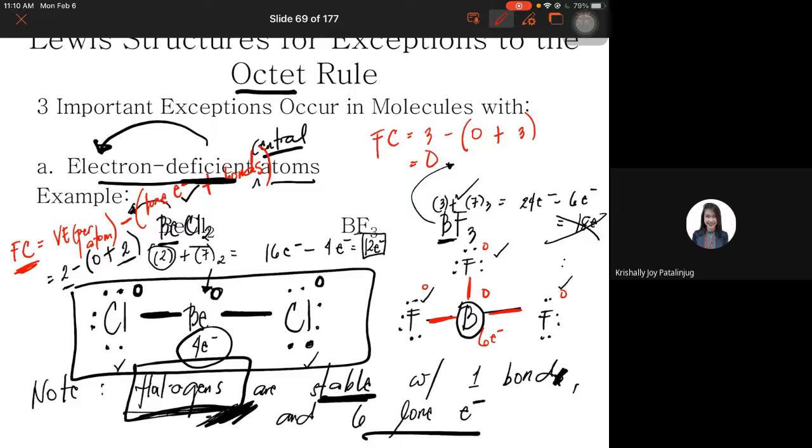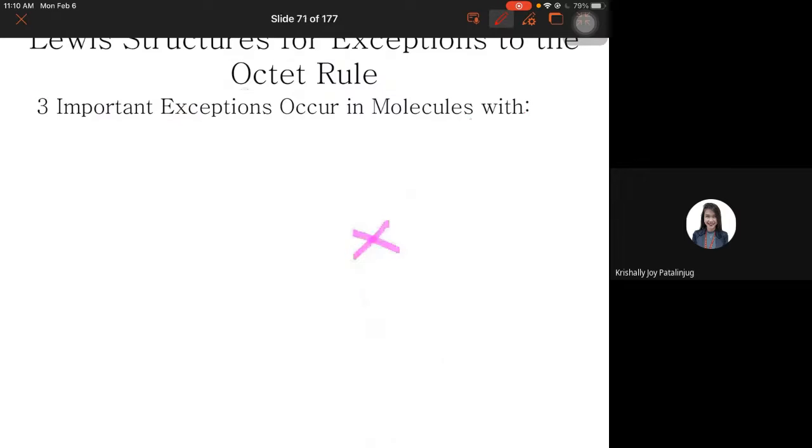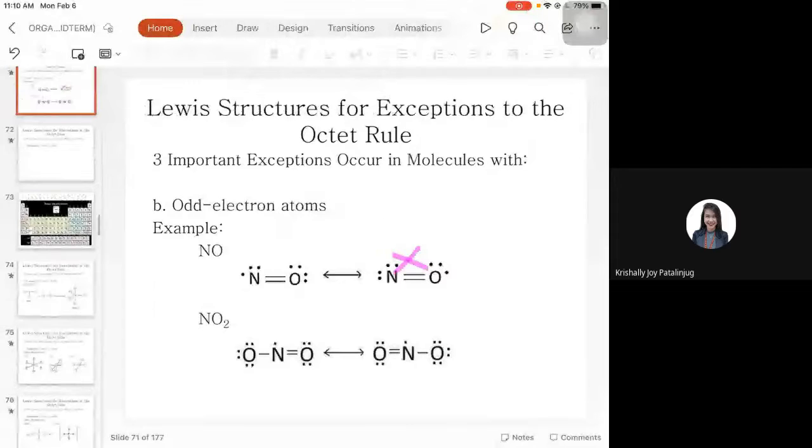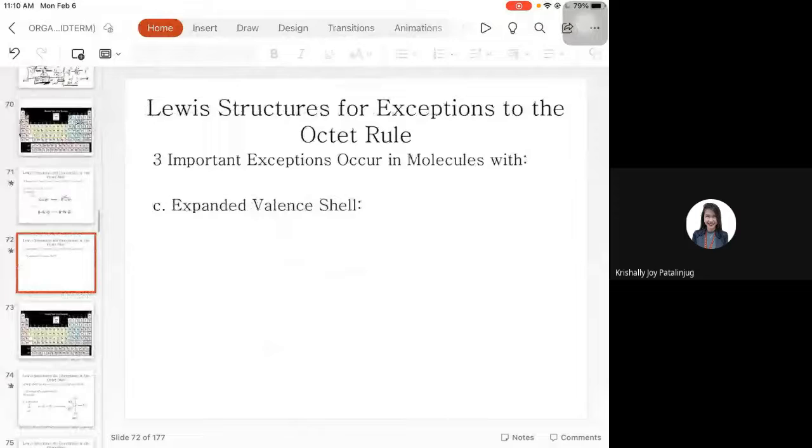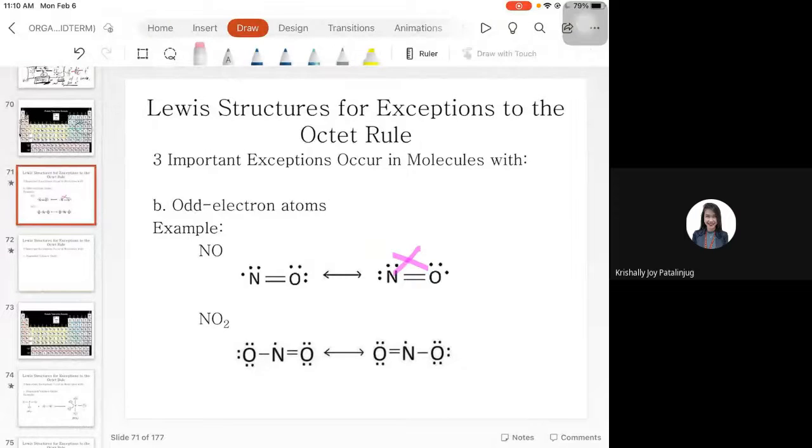So, these are examples of electron deficient atoms. Okay? Always take note, if beryllium and boron are the central atoms in a given molecule or ion, then expect that the central atom will be deficient in electrons. So they are exceptions to the octet. Okay, let's have another example of molecules that are exceptions to the octet.